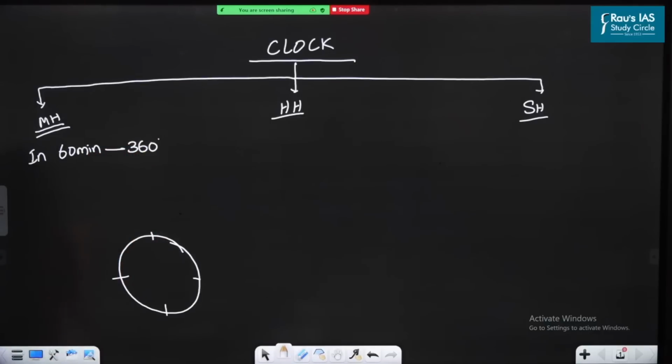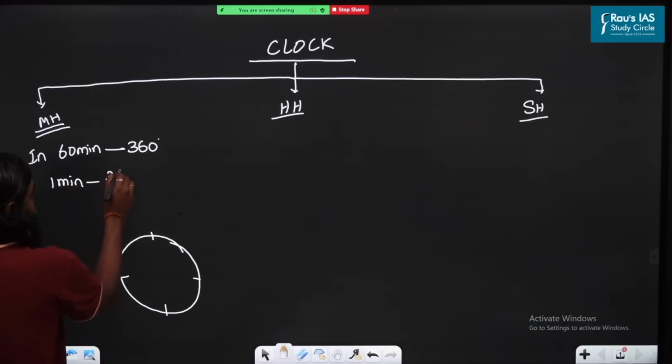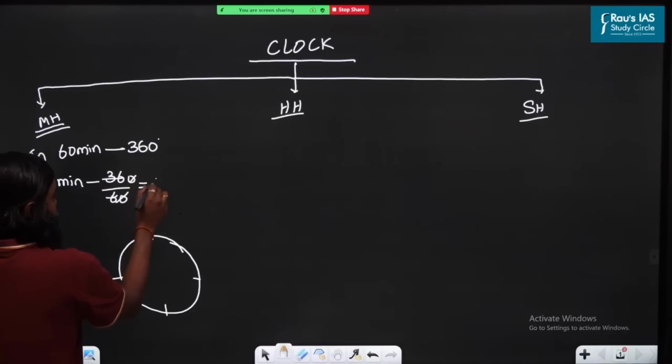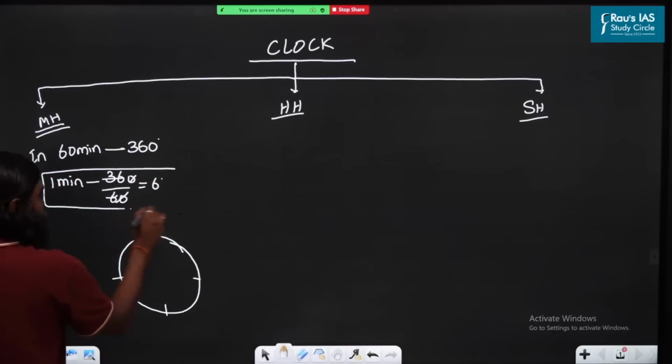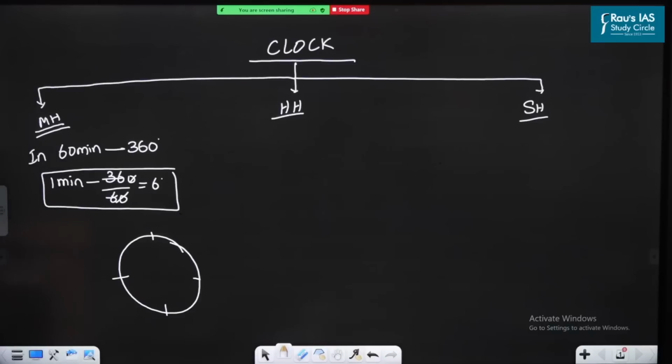In 1 minute, it covers how many degrees? So 360 by 60, what will you get? 6 degrees. That means if the minute hand started running, in 1 minute, it covers 6 degrees. Now come to the hour hand. Now the hour hand started running.